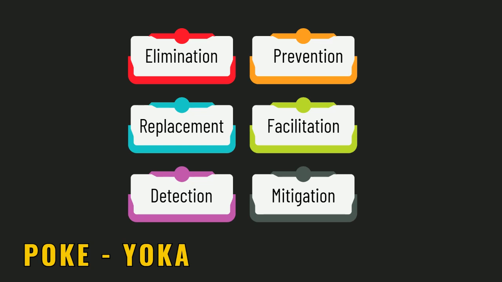We have elimination. How do we eliminate the problem? Okay, if we can't eliminate it, how do we prevent it from occurring? Maybe there's a replacement process or machine we can put in place to replace the error. What type of facilitation are we doing to improve that process? How are we going to detect if an error occurs? And of course, mitigation is, we know an error is going to occur, but as leaders, we have to figure out how to make it not so detrimental to the process.